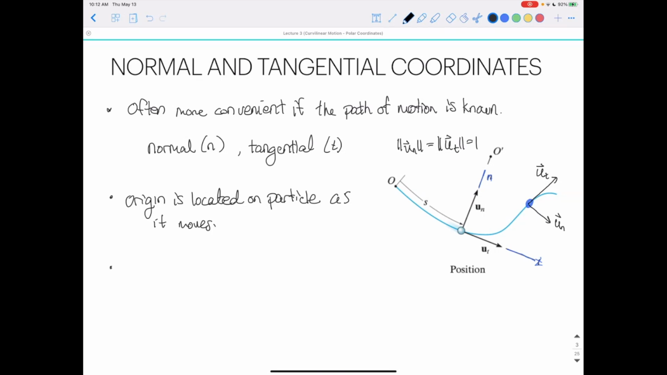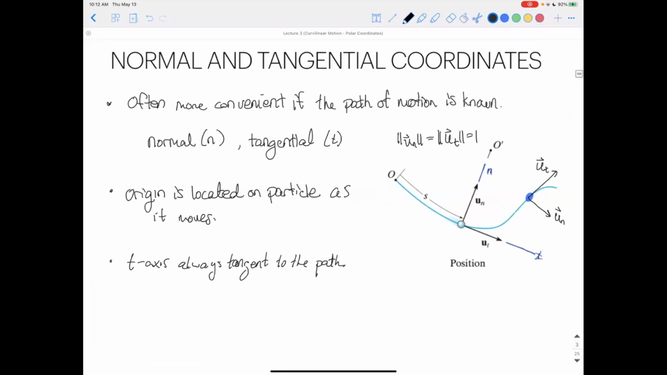So the t-axis is always tangent to the path. Seems kind of obvious. And at the instant that is considered, the positive direction is always in the direction of the particle's motion. So the t-axis is always tangent to the path and in the direction of motion.